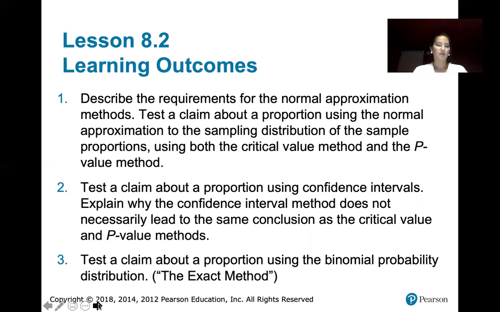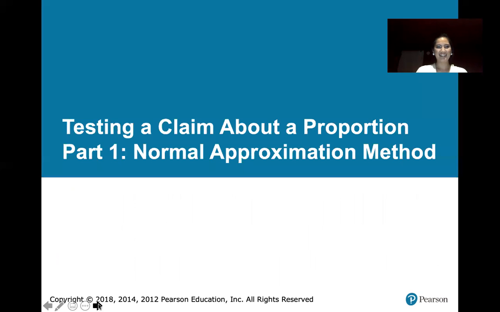In part 2, where we're covering learning outcome number 3, we will learn how to use binomial probability distributions to test a claim about a proportion. This is the exact method, and we actually did this a little bit back in chapter 5 when we studied the binomial probability distribution. We just didn't call it hypothesis testing back then. So that's the plan. I'll see you in the next video to start part 1, which is about the normal approximation method for testing a claim about a proportion.